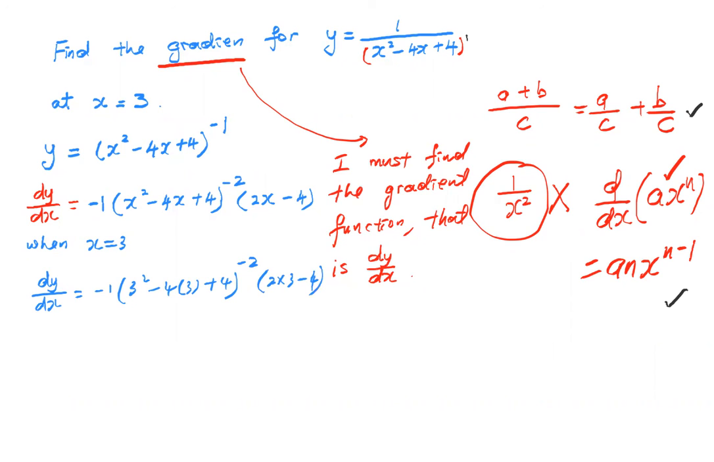Clear? Okay. 9 minus 12, -3. Okay. 9, so it's 1. And 2. Am I right? So the answer is -2. Okay, you can do it like that.